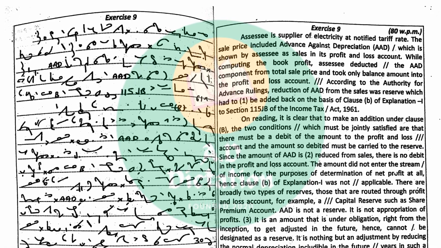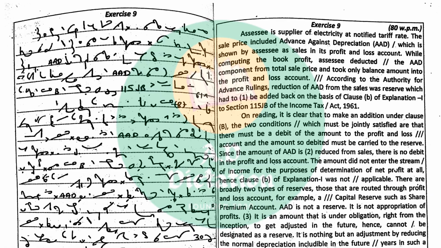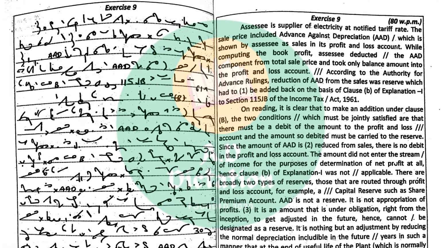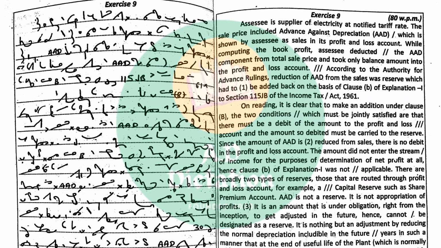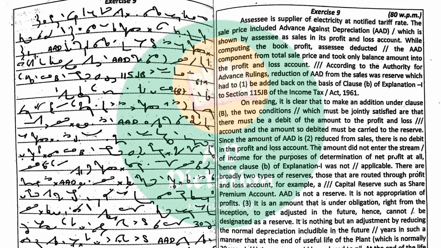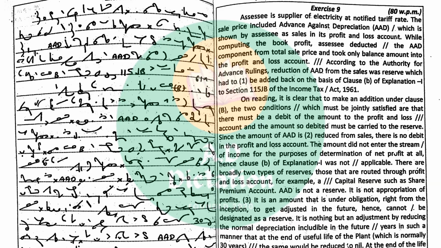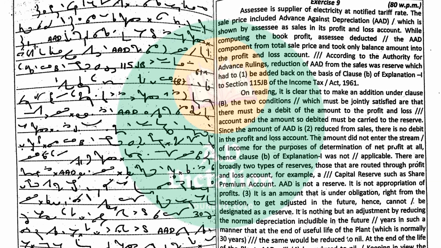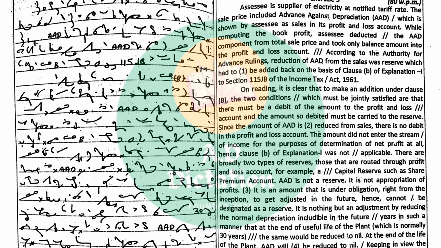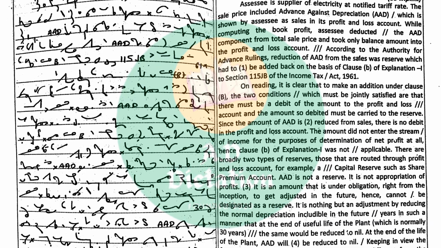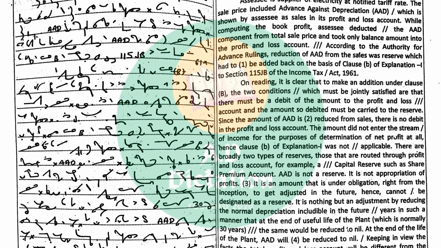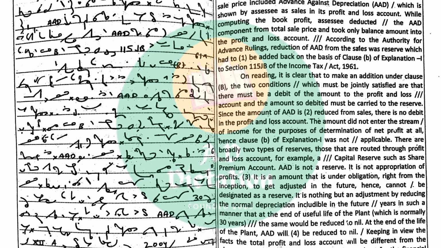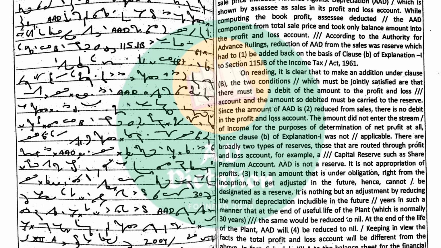According to the Authority for Advance Rulings, the reduction of AAD from the sales was reversed, which had to be added back on the basis of clause (b) of Explanation 1 to Section 115JB of the Income Tax Act, 1961. On reading, it is clear that to make an addition under clause (b), two conditions must be jointly satisfied: there must be a debit of the amount to the profit and loss account, and the amount so debited must be carried to the reserve.